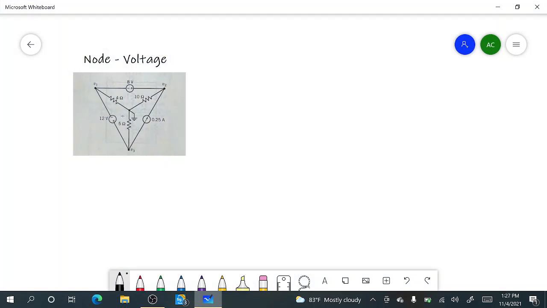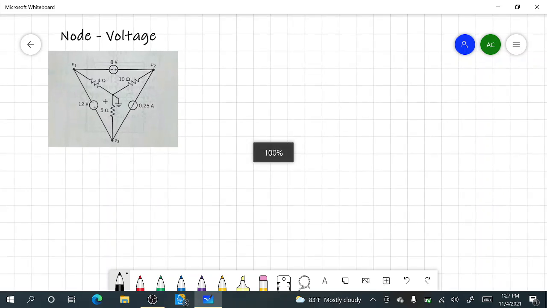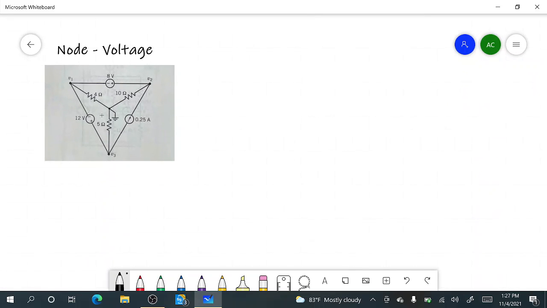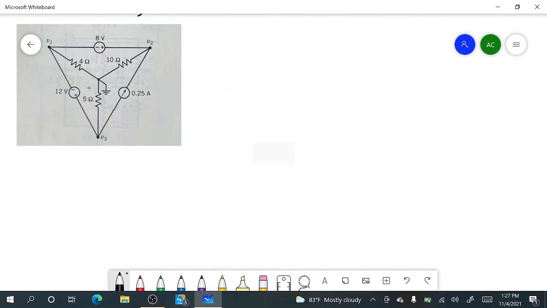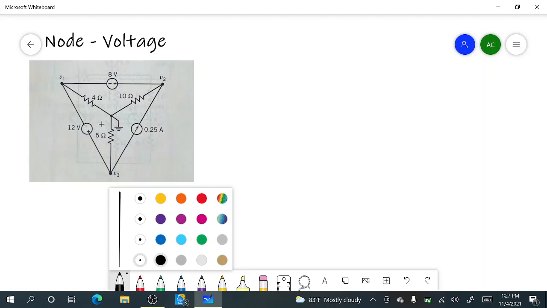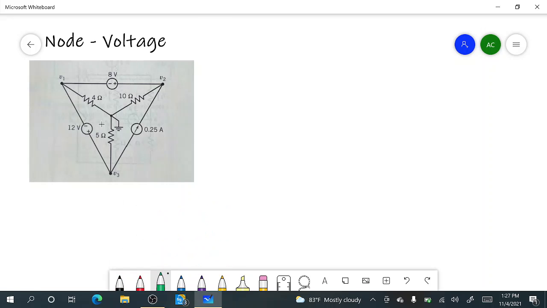All right, so we're going to solve this problem with the node voltage method. In this problem, we have two voltage sources and a current source.